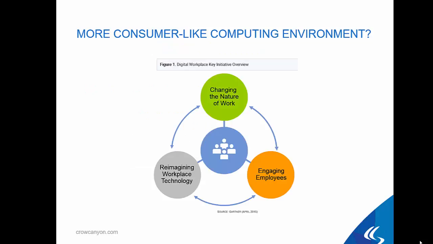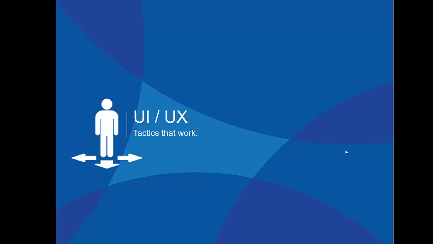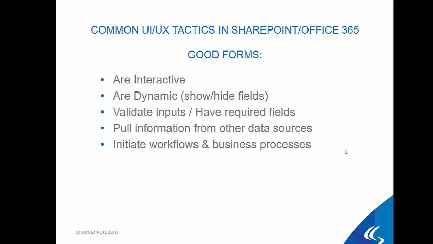Here we have another diagram from Gartner, and this one says engaging employees. So I noticed that this one circle is one of the critical components of this consumer-like computing environment, engaging employees. So let's jump into some ways that can be done in the SharePoint and Office 365 environment. So we have the UI UX, user interface, user experience, some tactics that work. Well, we take it from this approach that you have to have forms that people are going to fill out. There's input.